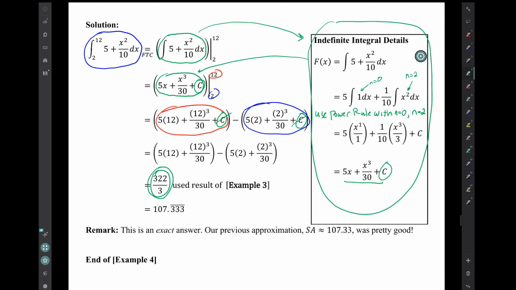322 over 3. Written as a repeating decimal, that would be 107.333 with a bar over it. That's an exact answer. Our previous approximation for this was 107.33. We estimated that based on those computer results. So that previous approximation was pretty good.